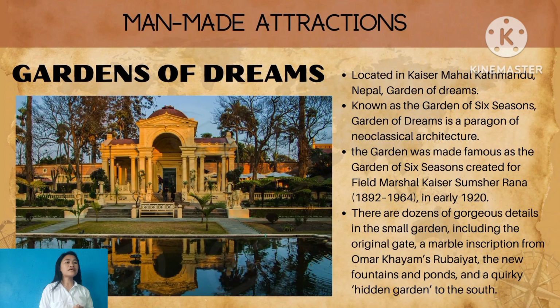So it is located in Kaisir Mahal, Kathmandu. Known as the Garden of Six Seasons, the Garden of Dreams is a paragon of neoclassical architecture, as I have said earlier. The garden was made famous as the Garden of Six Seasons, created for Field Marshal Kaiser Shamsher Rana in 1892, and completed in the early 1920s.